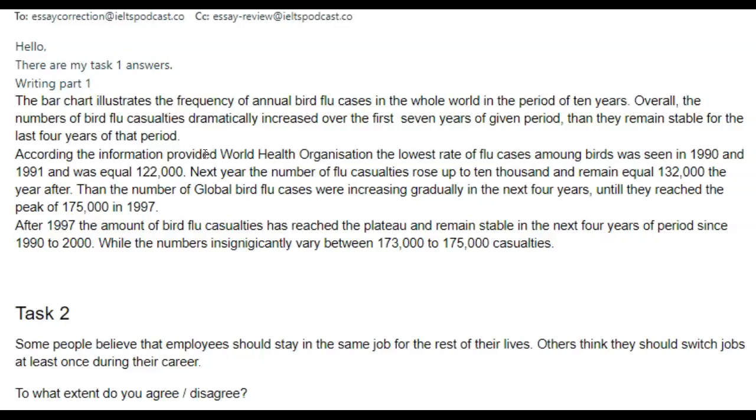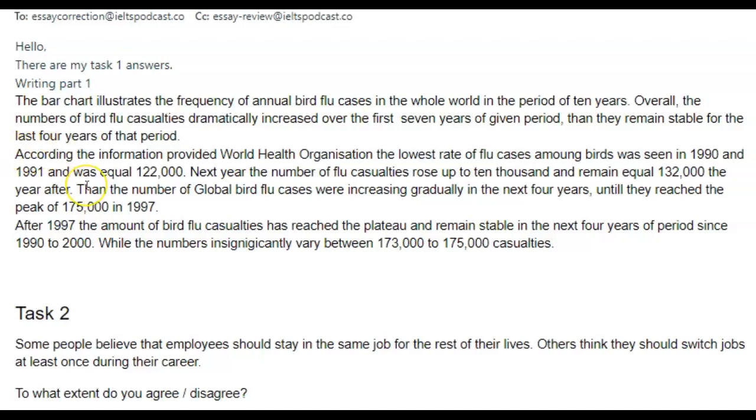Okay, we don't say "and was equal." Instead, we would say "was seen in 1990 and 1991 at 122,000." Okay, that would have been fine. Or "and was 122,000," but I don't really like that. I prefer just "at." Really, it's cleaner and it just gets the point across perfectly.